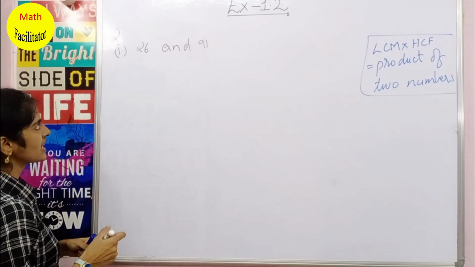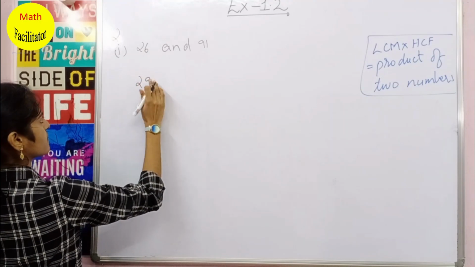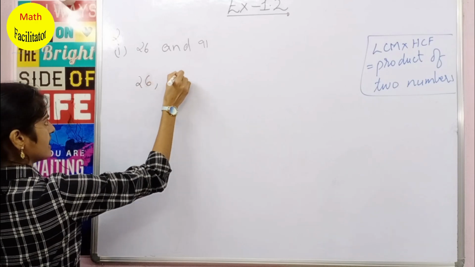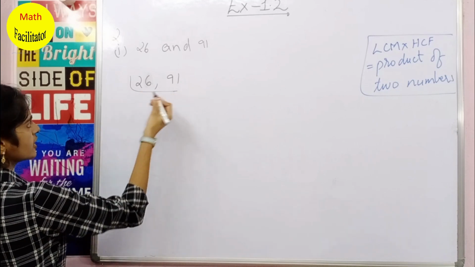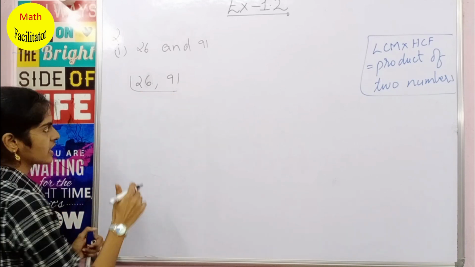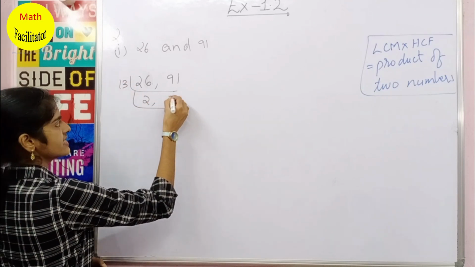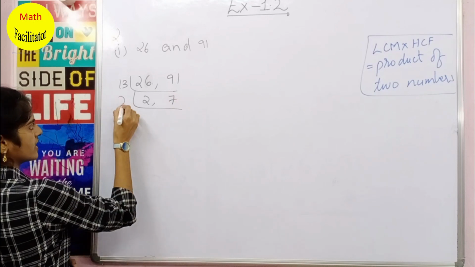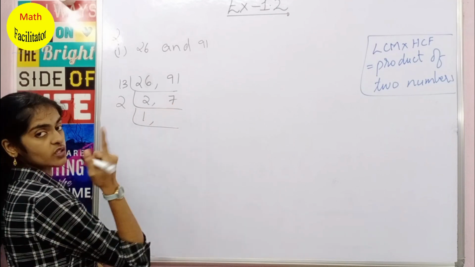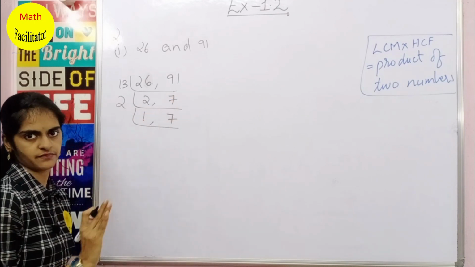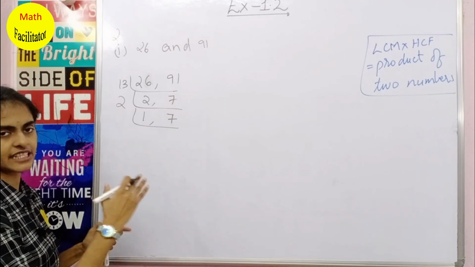Okay, so here now let us firstly find the LCM. How will you find the LCM? 26, 91, you will write it in this way, separated by a comma. Here you can see you can take the 13 table. Why? Because 13 2s are 26, and 13 7s are 91. Now let us take 2. 2 divides 2 one time, and 2 does not divide 7, so you will write 7 as it is. You will bring it down as it is.